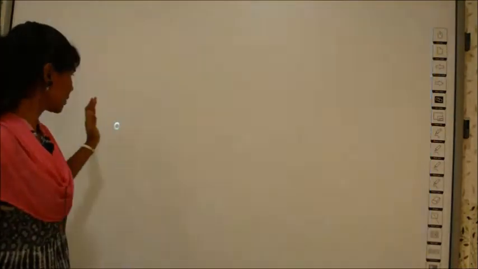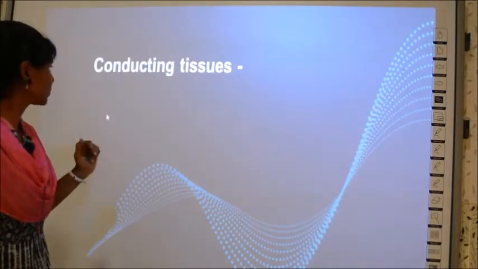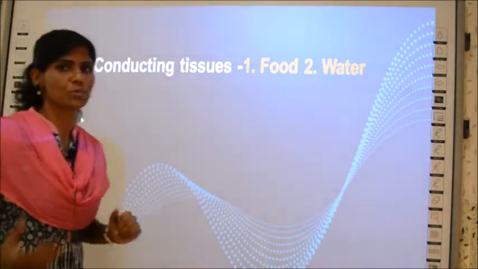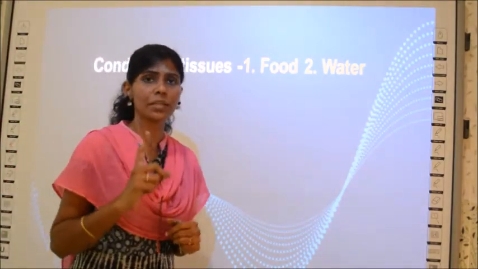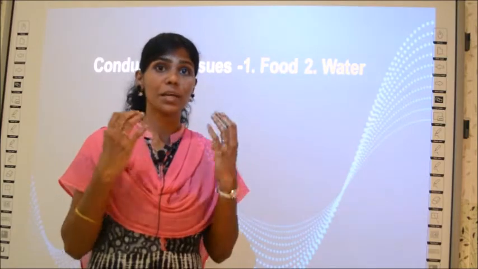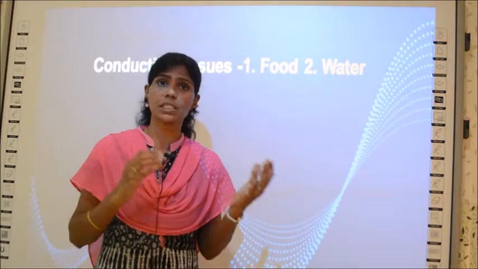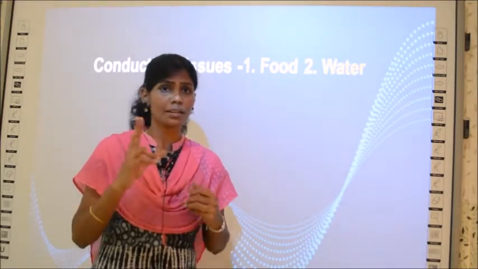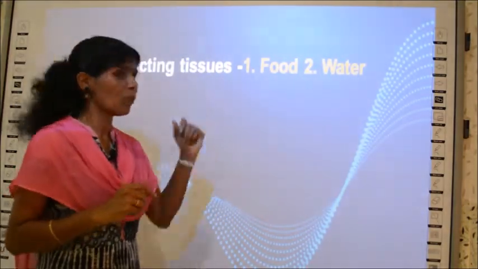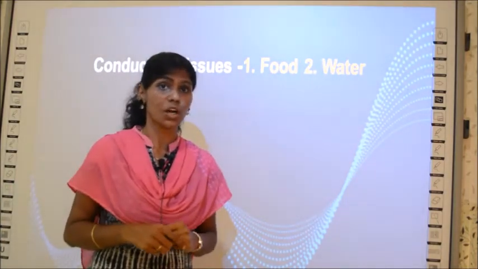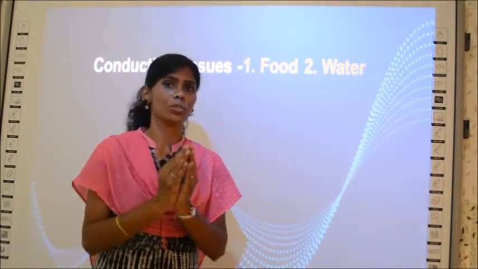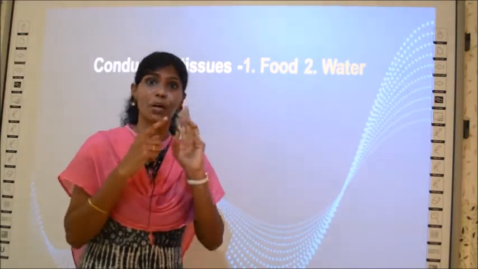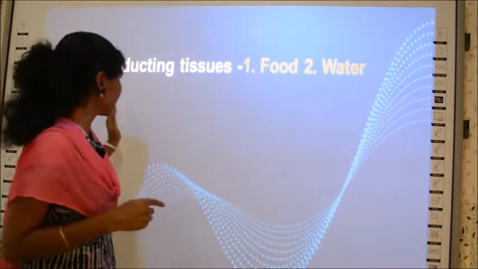Okay. So, we will start with the substances to be transferred. I told you conducting tissues are the tissues which have the ability to transfer substances from one place to another. So, what substances will they transfer? They can transfer two substances. One is food and the second one is water. So, conducting tissues in plants can transfer food, they can transfer water.